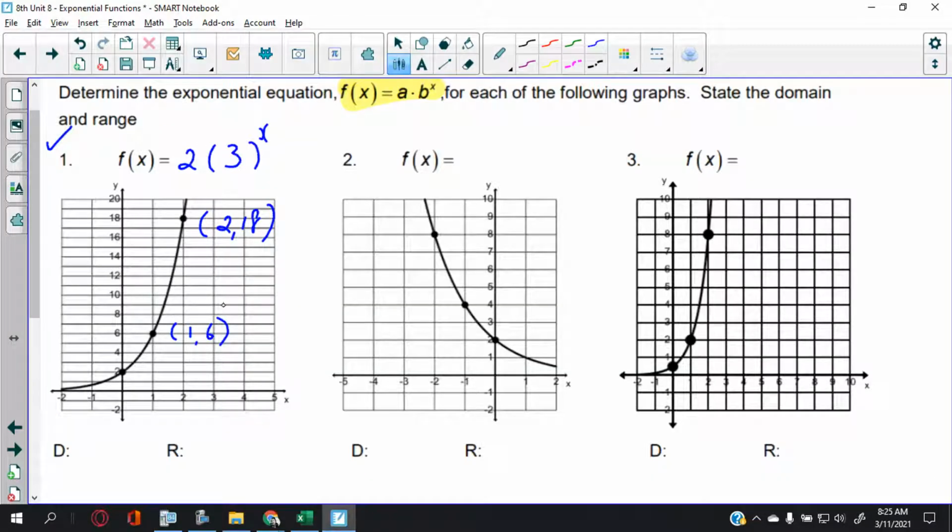Now, the hardest part of this lesson might be trying to remember what the domain and range is. So what's the domain? It's all the x values. So what are the possible x values? Well, we're going left, right.